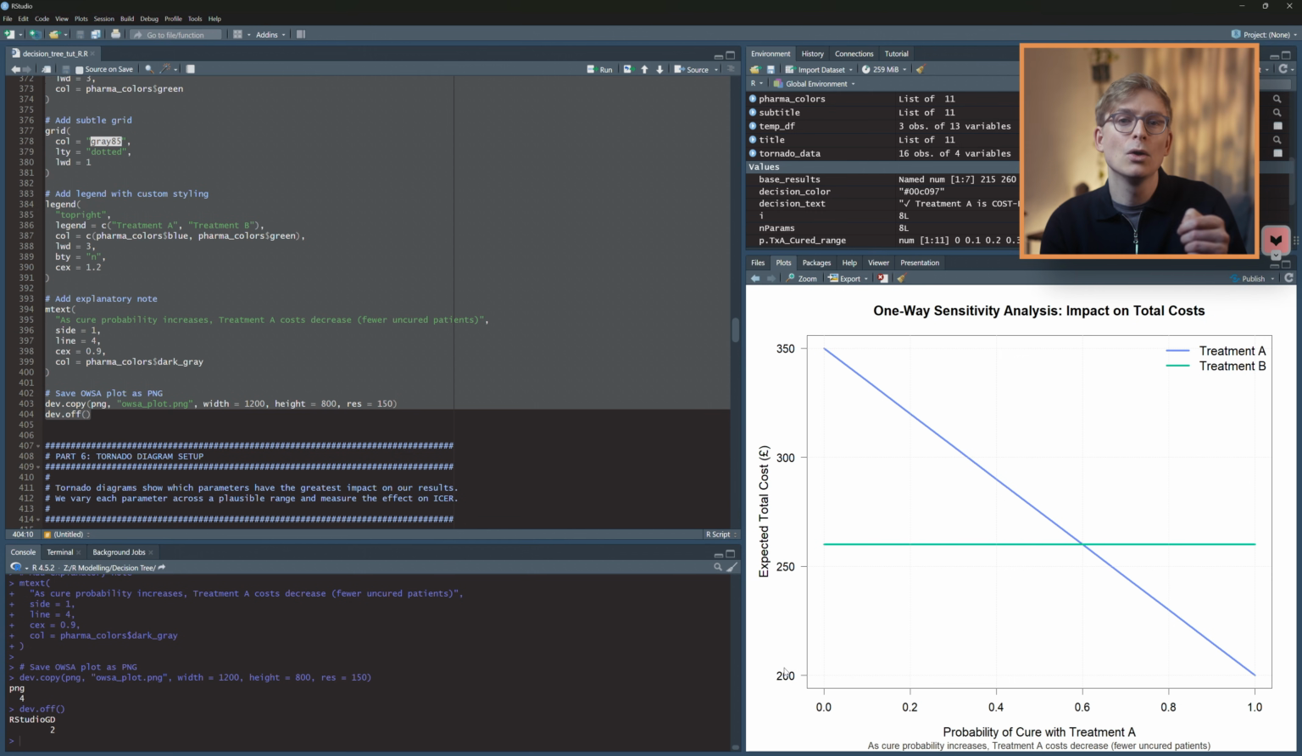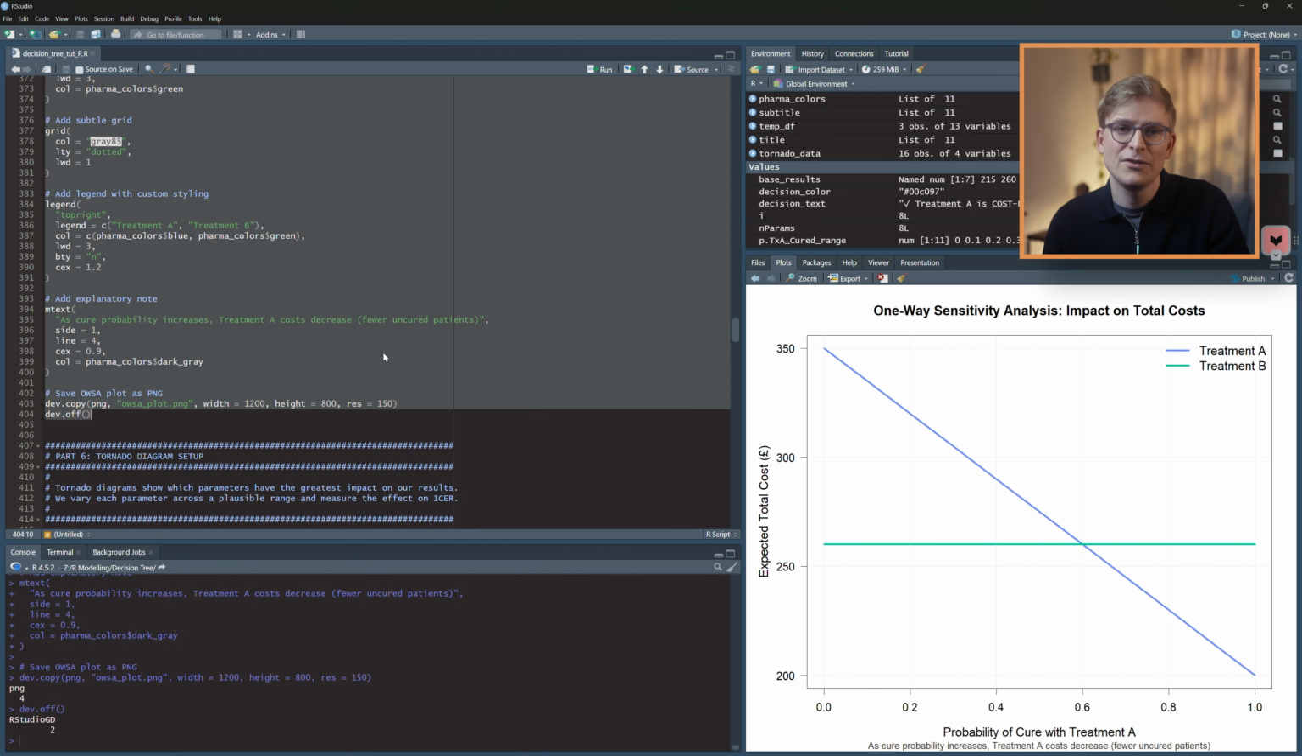In our plot, we can also see our break-even point, which is where the 2 lines cross. When the probability of cure for treatment A is 60%, the total costs are the same as for treatment B. This is the kind of insight that sensitivity analysis gives you. It helps you understand the drivers of your model.